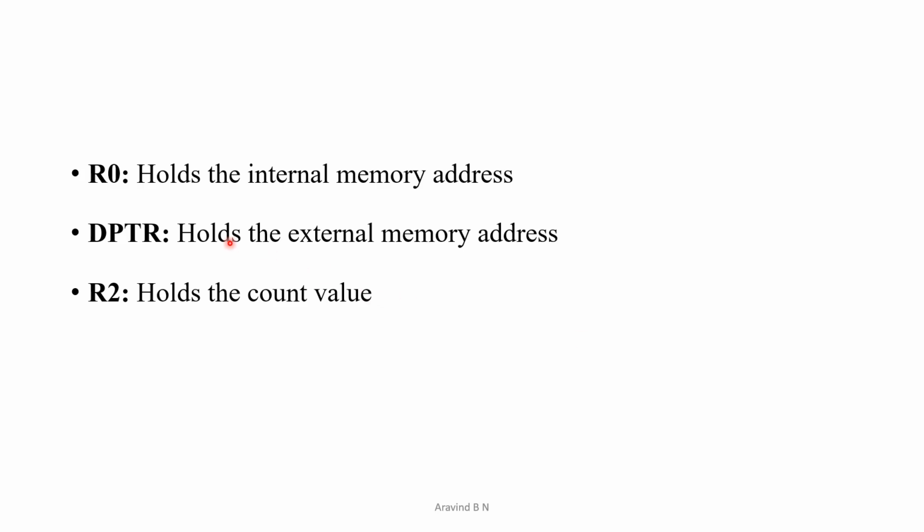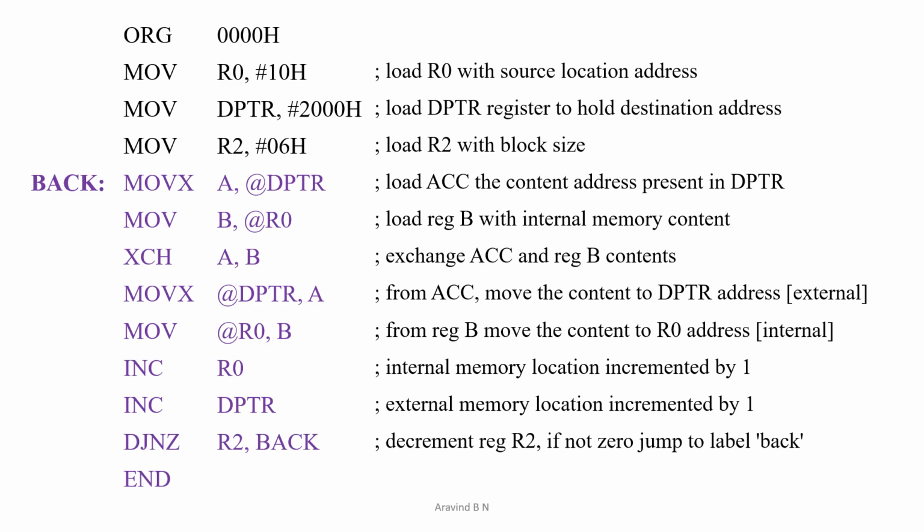The registers we are going to make use of in the program: R0 holds the internal memory address, DPTR holds the external memory address, and R2 holds the count value, and obviously there will be accumulator registers. Now let us start with the program.